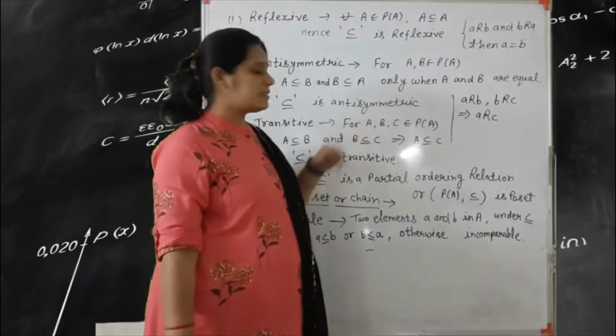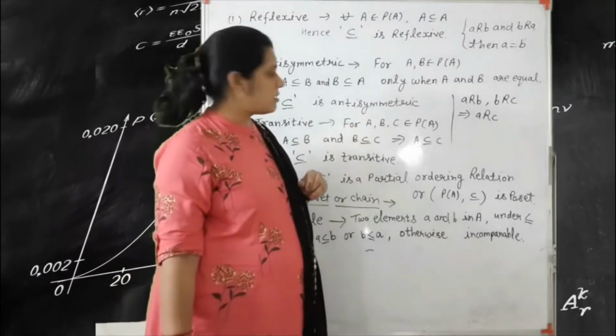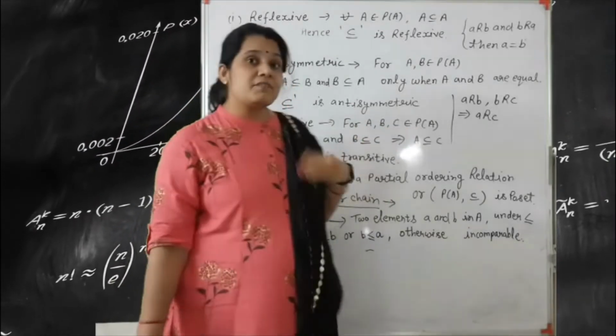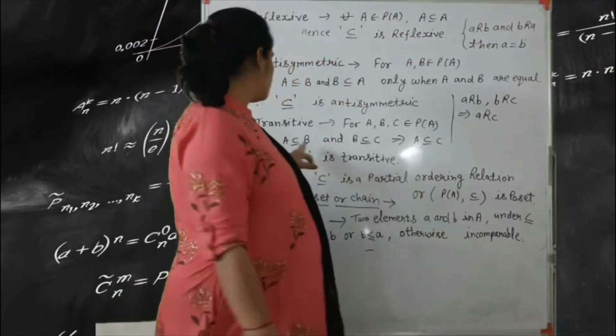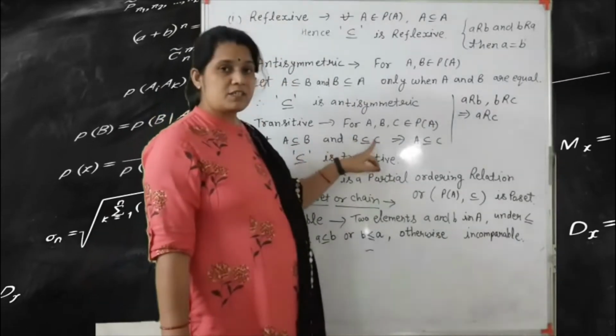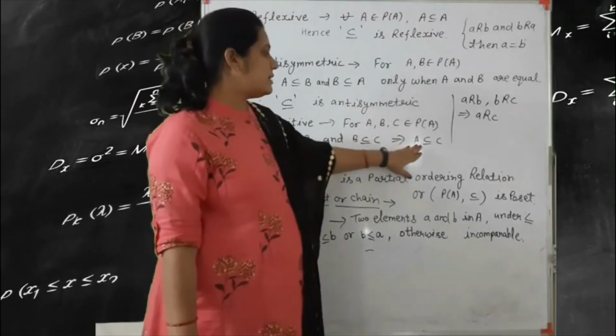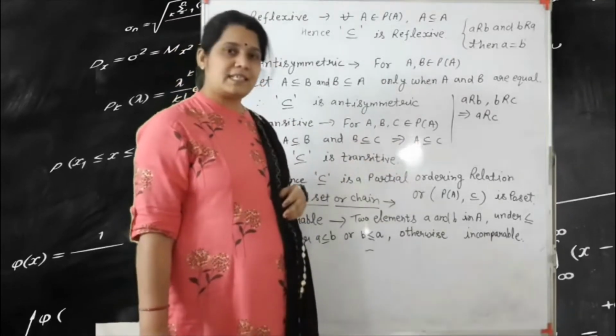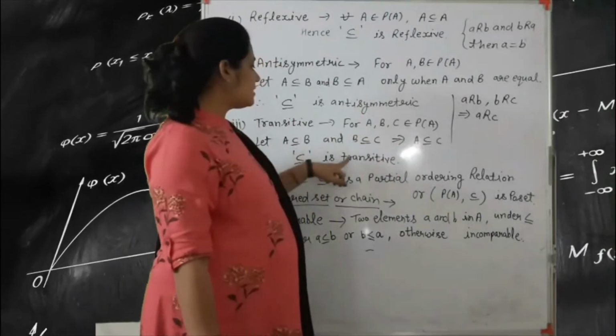So why do we write the set A, B, C here? Because here we use the power set of A. Okay. So let A subset or equal to B and B subset or equal to C, then A subset or equal to C. Okay. So here this is transitive.